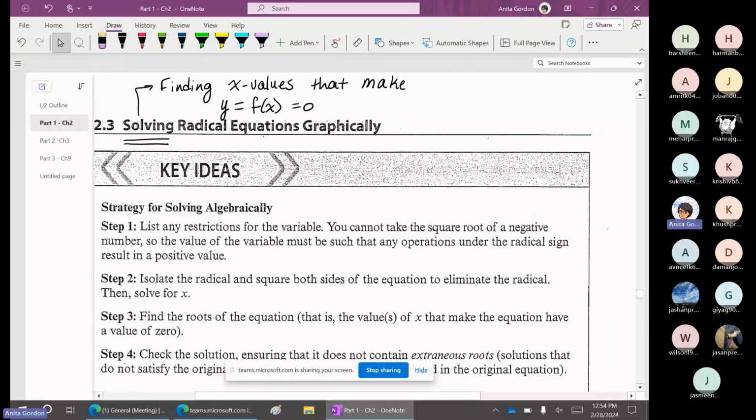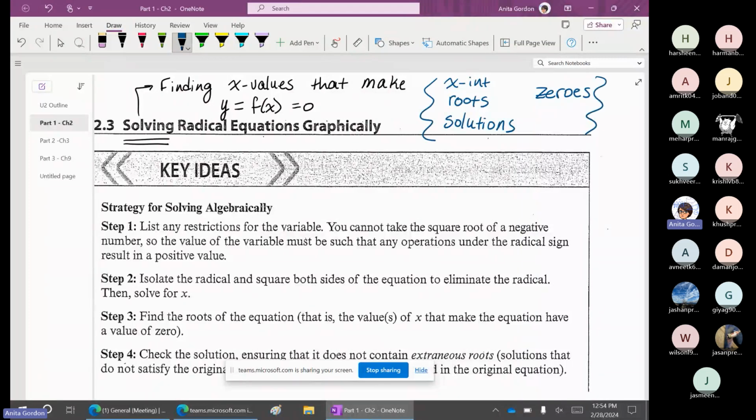Okay, some words that you should already have heard at one point in your life. These represent the x-intercepts, or the roots of the equation, or the solutions to a given equation. What's another word I can use? Zeros, finding the zeros of the graph or the equation. All of these things mean the same.